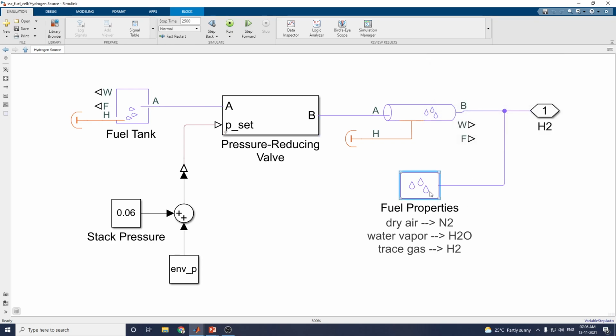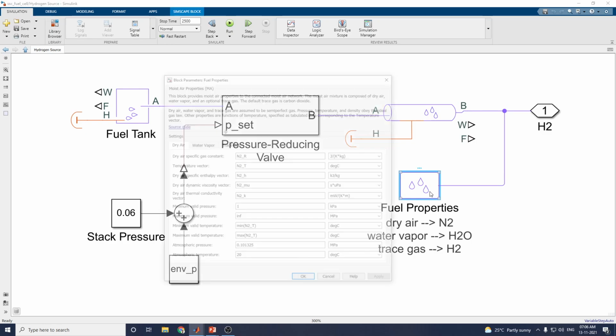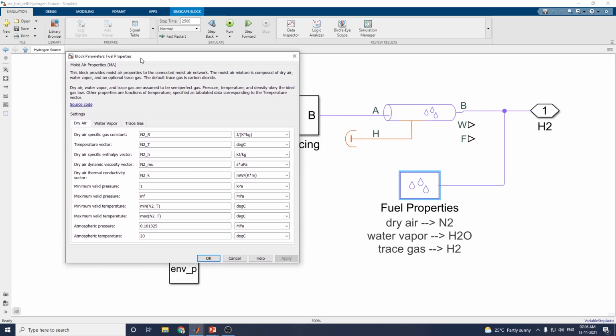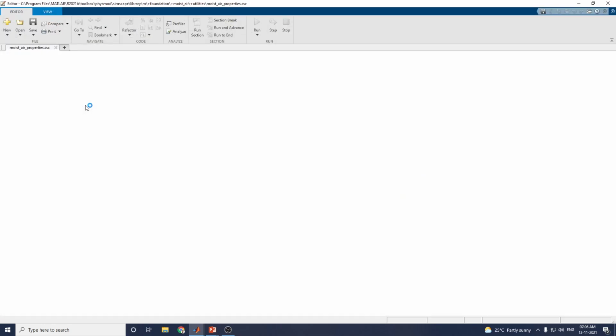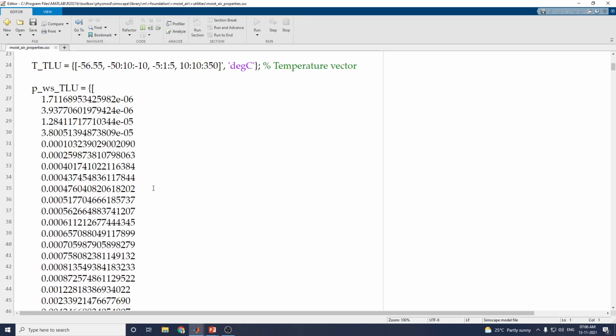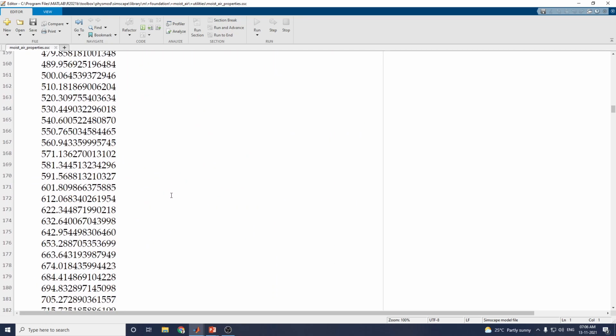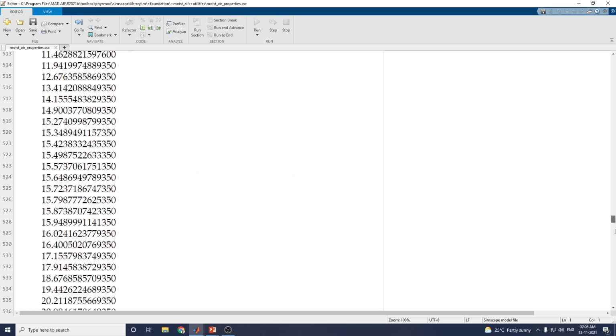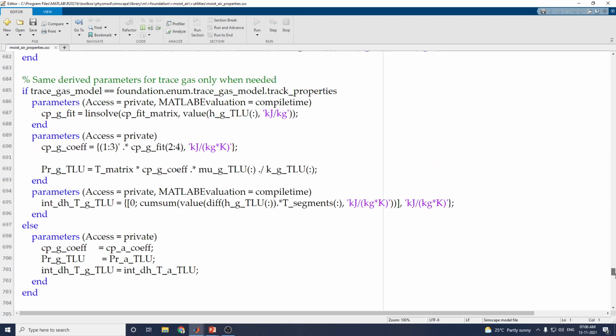Similarly, set the fuel properties, dry air, water vapor and trace gas by using this moisture properties block. This block provides moisture properties to the connected moisture network here by using this pipeline. This moisture mixture is composed of dry air, water vapor and an optional trace gas, that is hydrogen. The default trace gas is carbon dioxide here. By using this reusable source code, you can also set these parameters. Here itself you can set the parameters. In this example the source code is available.